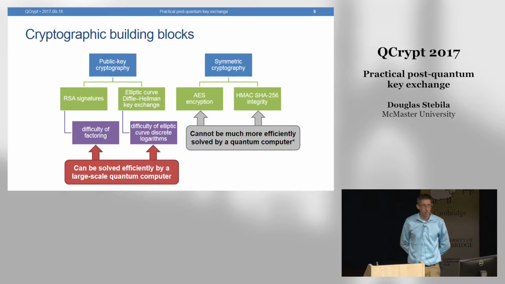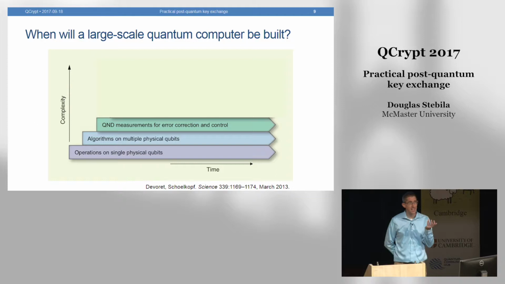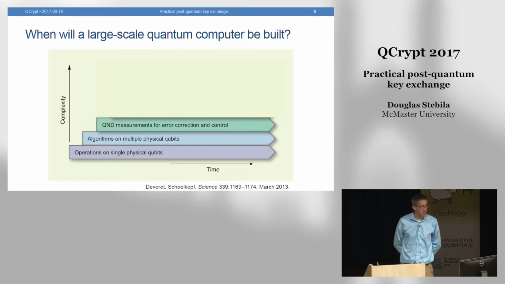The question then becomes, when will a large-scale quantum computer be built? All of you know the answer to that question much better than I do, so I can only reproduce a couple of slides that the quantum computing community has created. There's a slide on the stages to building a large-scale quantum computer, where we need to be able to do single qubit operations on physical qubits and then multiple physical qubits.